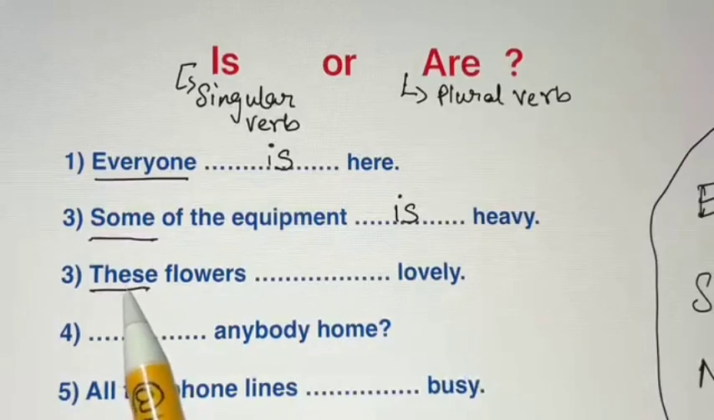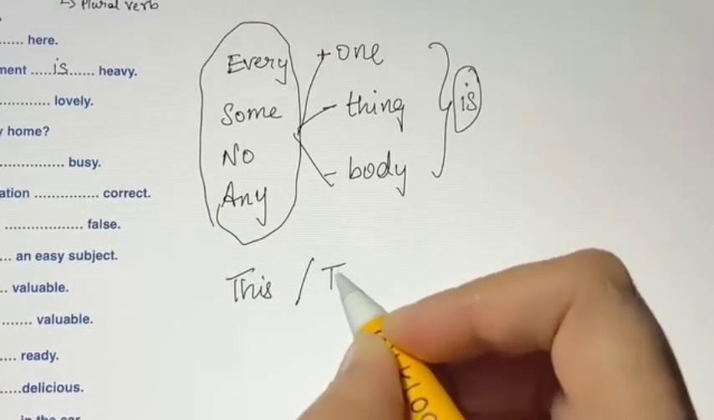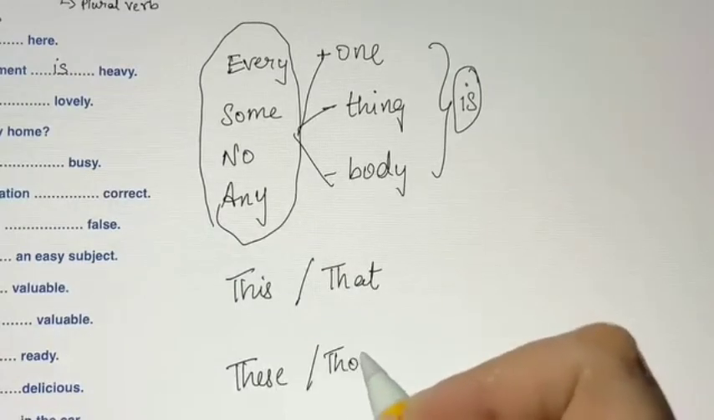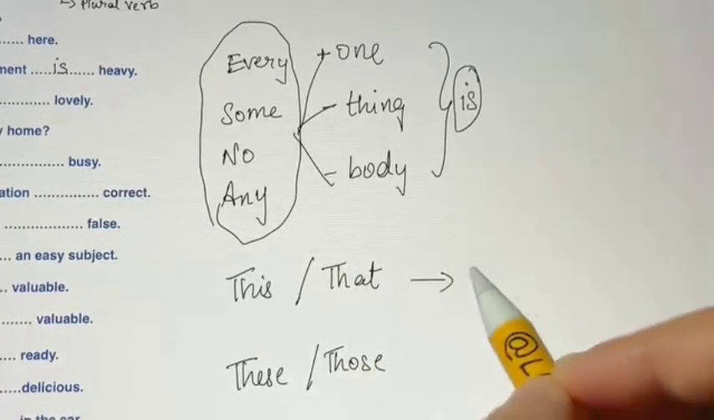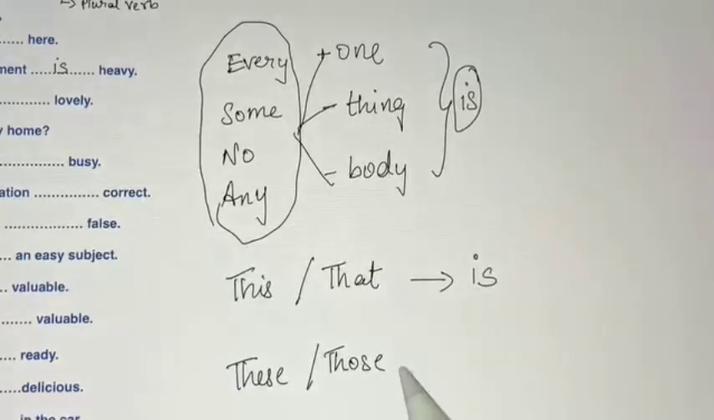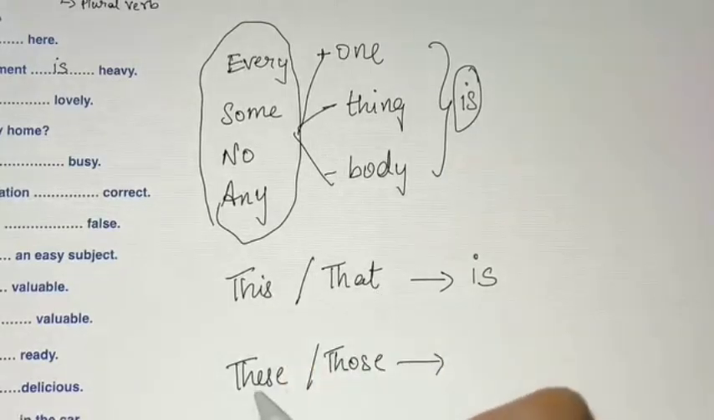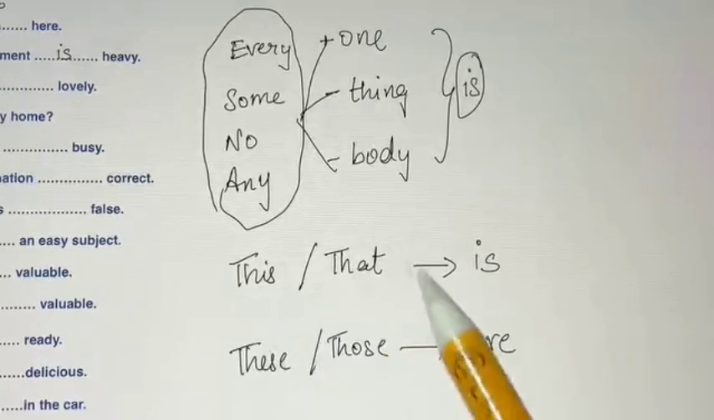These flowers blank lovely. So what do you think? Is these a singular subject or a plural subject? Now let's see. Whenever there is this or that, whenever there is these or those, this or that is a singular subject which is going to use the singular verb that is. These or those are the plural subject, right? So with this we are going to write are. With these or those we will write are because this is a plural verb.